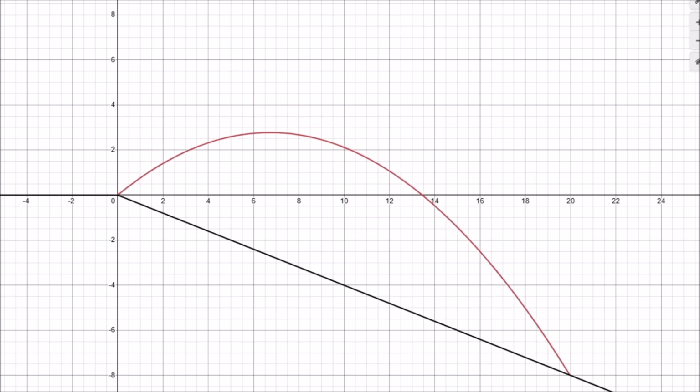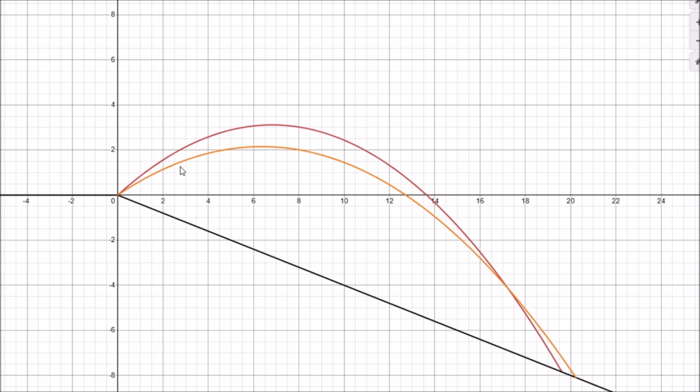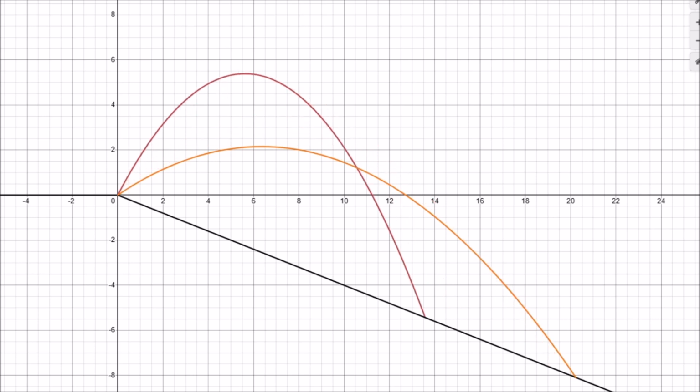Right, you can imagine varying the launch angle. So it turns out this orange path is the path that you kick the ball through to obtain the maximum possible distance traveled. Right, so essentially the whole goal is to figure out the launch angle of this orange path.